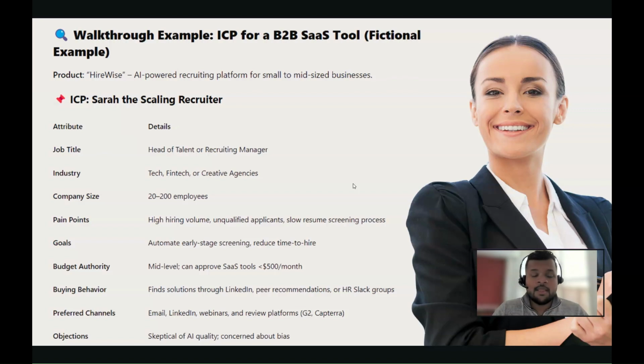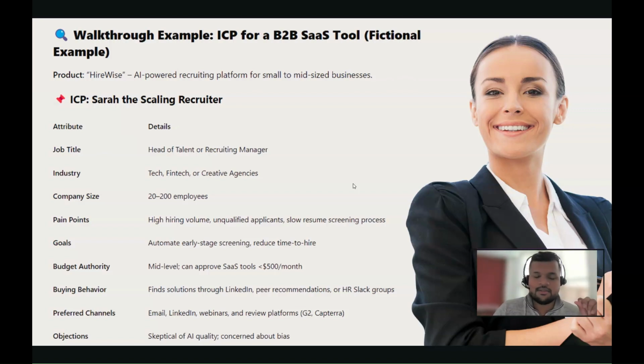Now, the persona of this person that we are going to serve with HireWise, we are calling it Sarah, the scaling recruiter. And let's understand why going through these personas and really going through what a day in the life of our customer or consumer looks like is very important. Otherwise, you'll not get a good gauge of what problems you're trying to solve for.